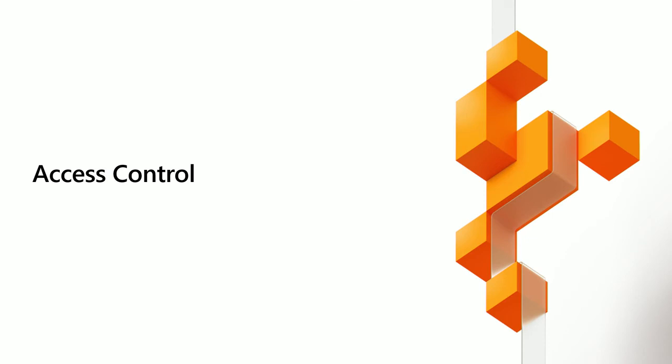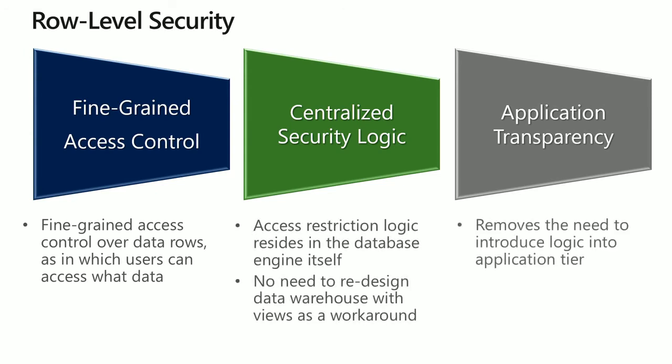Okay, so let's touch just briefly here on access control, just so folks understand what we have available in terms of capabilities for access control. So row-level security is available now in SQL DW. Row-level security, much like SQL Server row-level security, gives you fine-grained access control, allows the ability to apply predicates to users and restrict the amount of rows that are returned to the client or to the user. It gives you the ability to centralize your security logic. No need to do the database views thing.